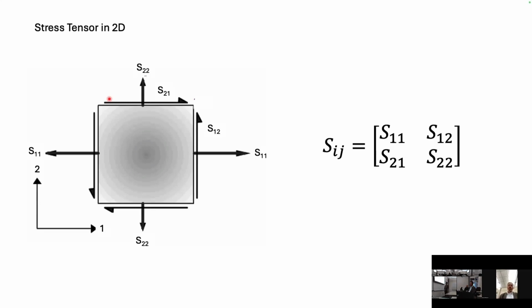You can see immediately that for the 1,1 and the 2,2, if i and j are equal, you're talking about a normal stress, a stress acting on one side of this infinitesimal square. If i and j are different, 1,2 or 2,1, you're talking about one of the shear stresses. This is stress acting across the surface, and that corresponds to the off-diagonal terms.